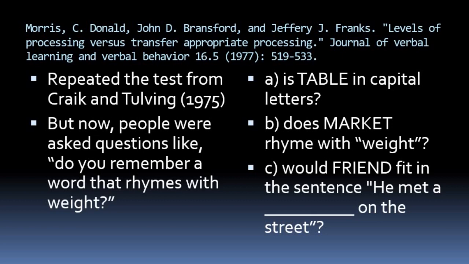So just matching the way that you're trying to retrieve. If it's encoded in one way, then it's easier to retrieve if you ask a question that asks for the same kind of encoding, the same kind of processing. So the level of processing does matter, but retrieving it is also a matter of trying to retrieve it in the right way.